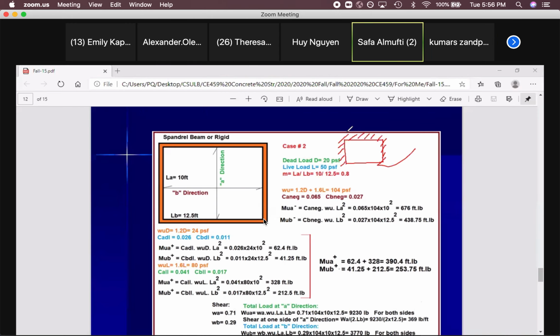Okay, so for the cases, the shaded sides are the fixed, and the ones that are not shaded are the simply supported. That's correct. Thank you. You're welcome.